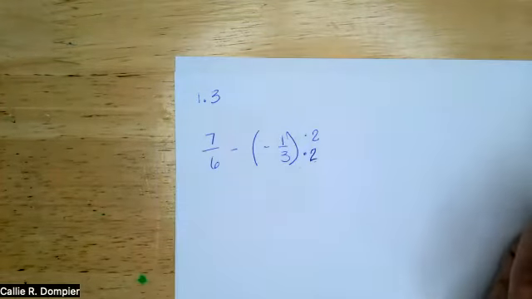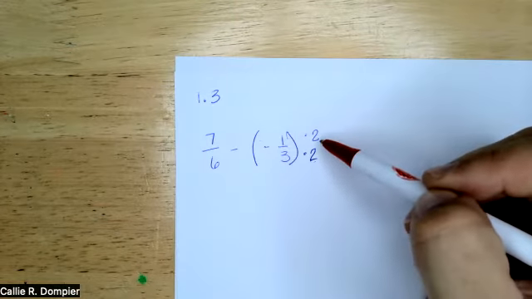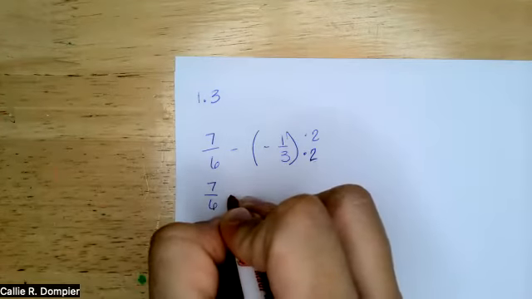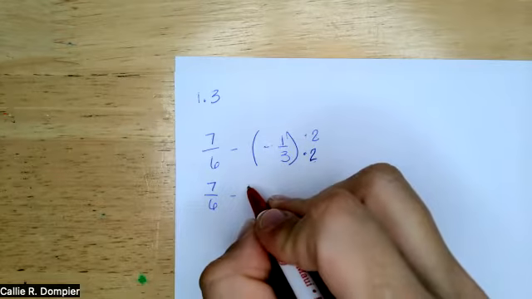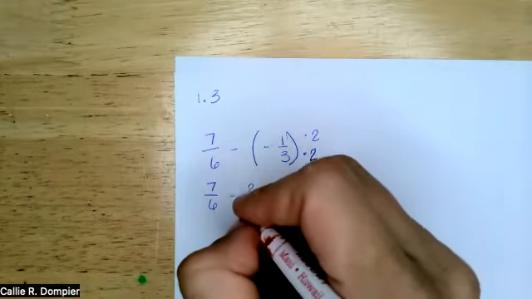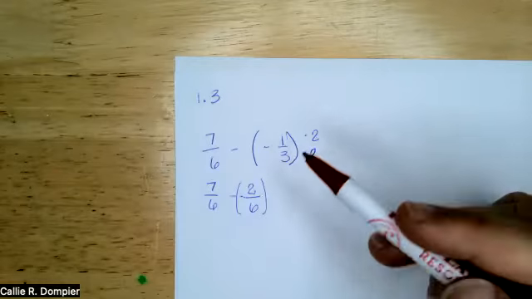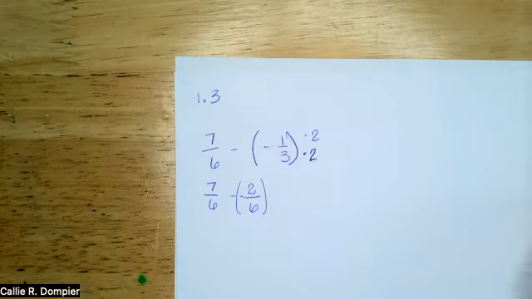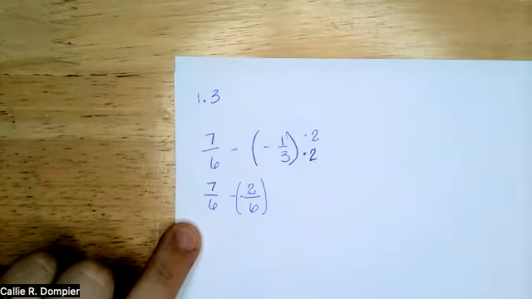Anything I do to the bottom of my fraction, I have to do to the top of the fraction. So in 7/6 - (-1/3), I'm only going to change the second fraction and rewrite it. 1 times 2 is 2, and 3 times 2 is 6, and that negative needs to stay there. The parentheses are just because we're subtracting, so you can include them or not. It does not matter. Now I have common denominators.